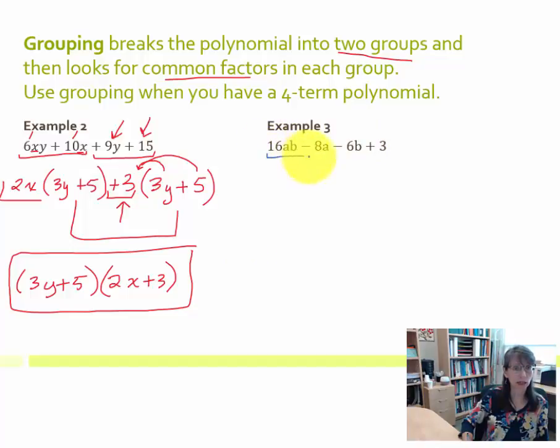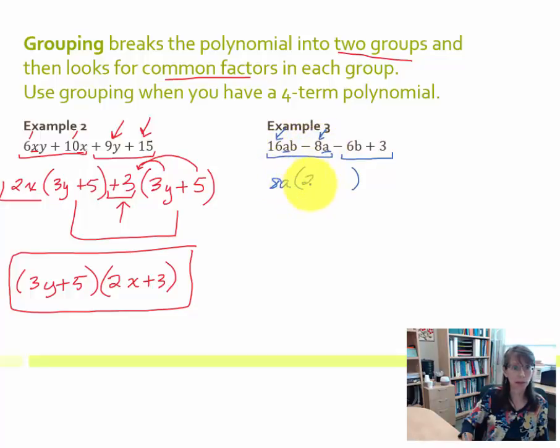For example 3, we'll notice we have 4 different terms. So I'm just taking the first 2 as a group and the last 2 as a group, and then I can use the greatest common factor technique. I've got coefficients of 16 and 8, so those are both divisible by 8. And it looks like a is a variable common factor.